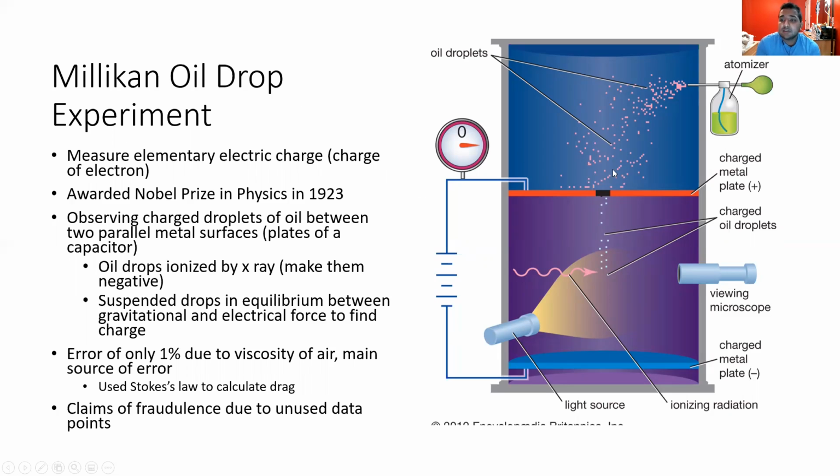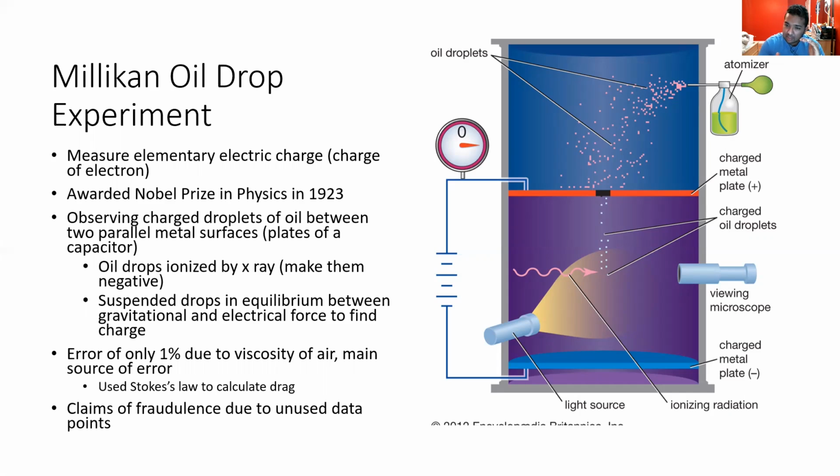So in this experiment, what they did is they basically aerosolized oil droplets. They then charged these oil droplets with X-rays, and they dropped them between charged plates. And then, using terminal velocity, they found where the oil droplets would stabilize between these two charged metal plates.